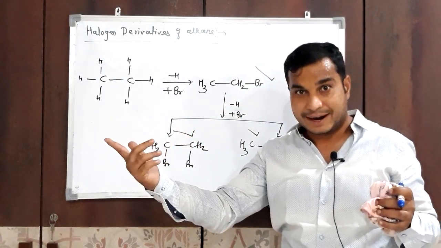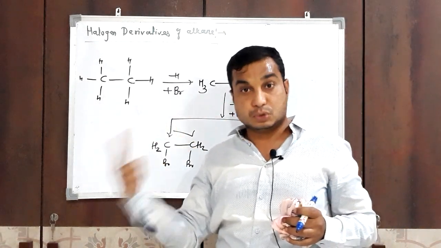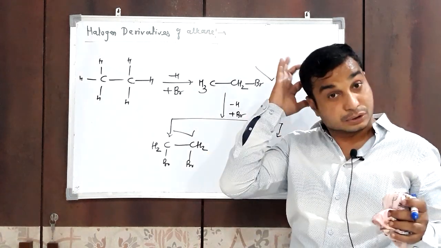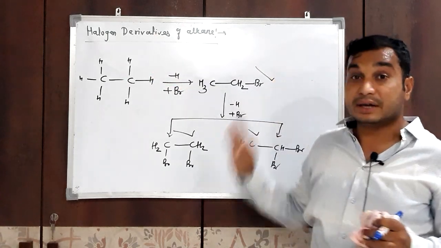If we replace one hydrogen, then we have to attach one halogen. If we are going to replace two hydrogen, then we have to attach two halogen atoms, like this. Okay, so how is it obtained? What is the meaning of halogen derivative of alkane?